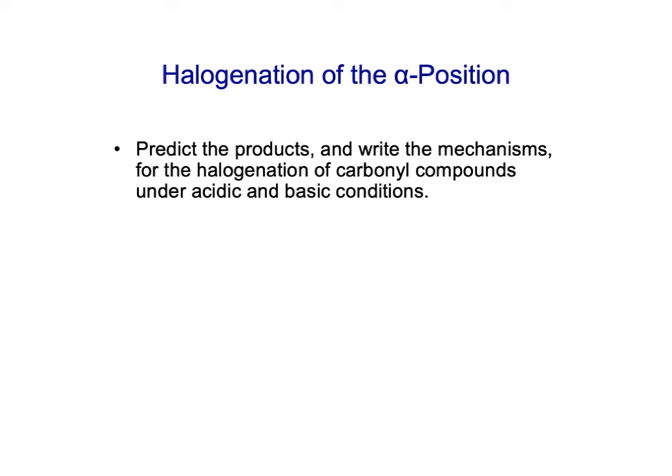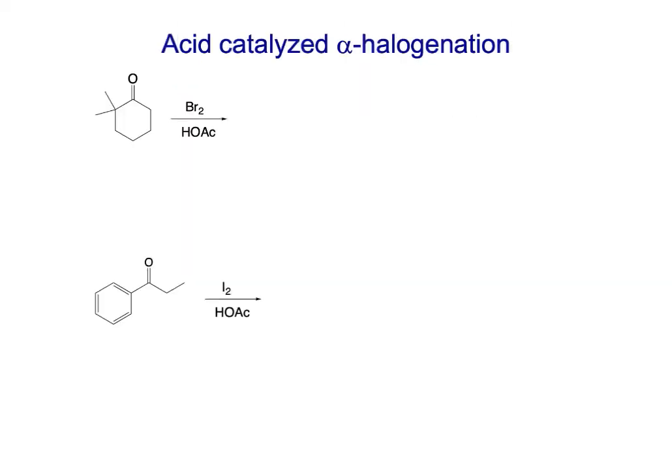In this highlight video, we will talk about the halogenation of the alpha position. After you watch this video, you should be able to predict products and write the mechanisms for the halogenation of carbonyl compounds under both acidic and basic conditions. Under acidic conditions, a proton at the alpha position can be replaced or substituted for a bromine or another halogen.